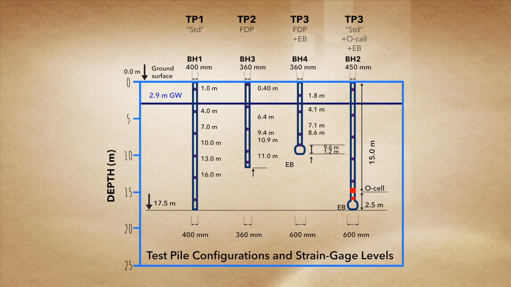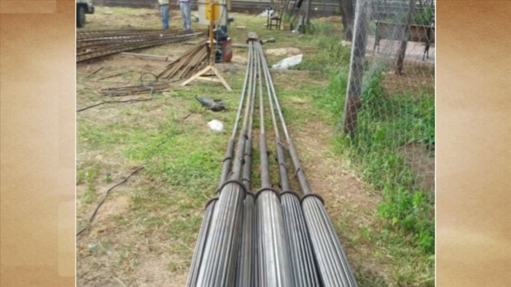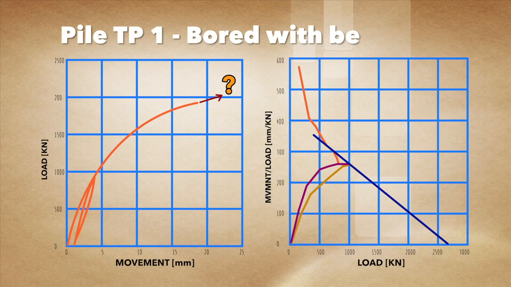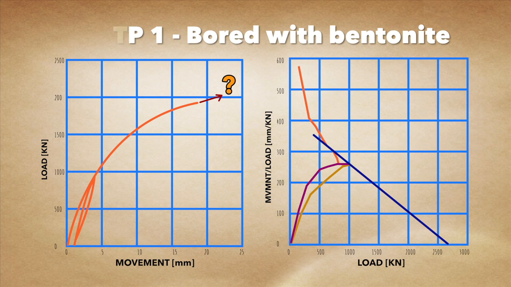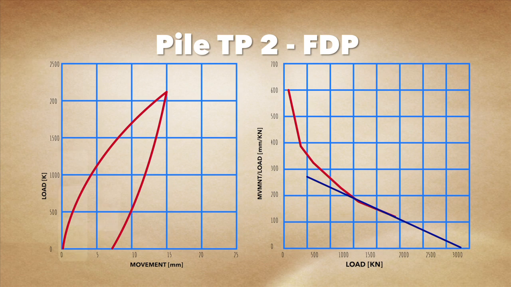Case history. In April 2013, 4 strain gauge instrumented piles, 2 bored piles and 2 FDP piles were constructed and subjected to static loading tests with the objective of comparing the load movement response and the load distributions for the piles. One of each pile type was equipped with an expander body, EB, at the pile toe. The piles were statically and dynamically tested.